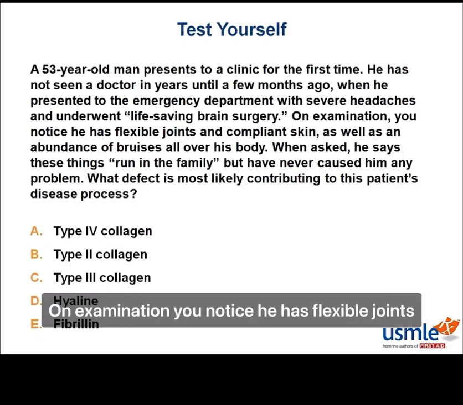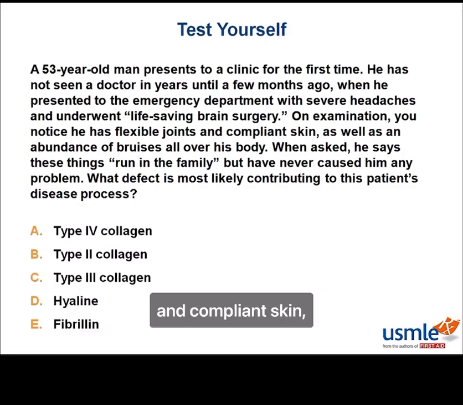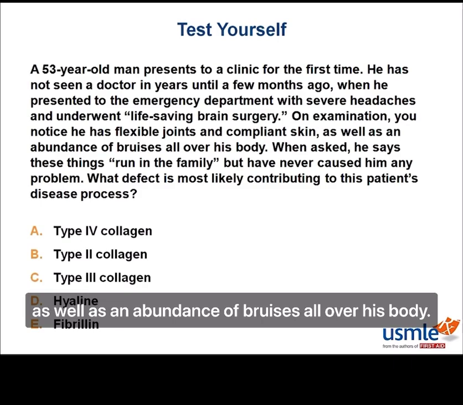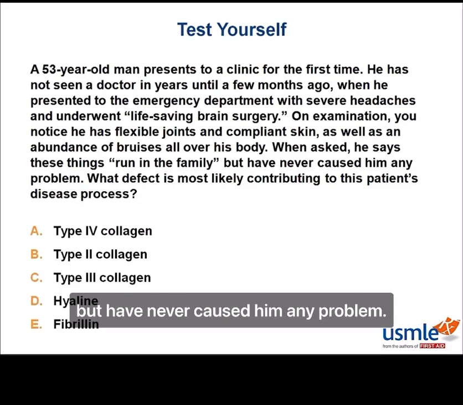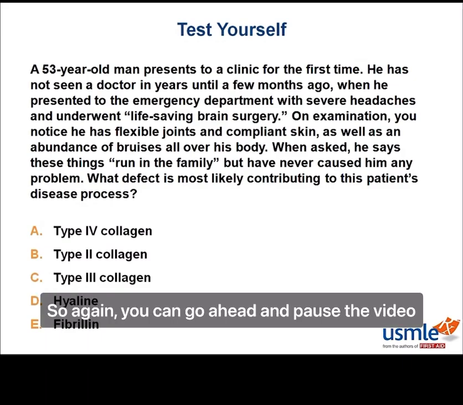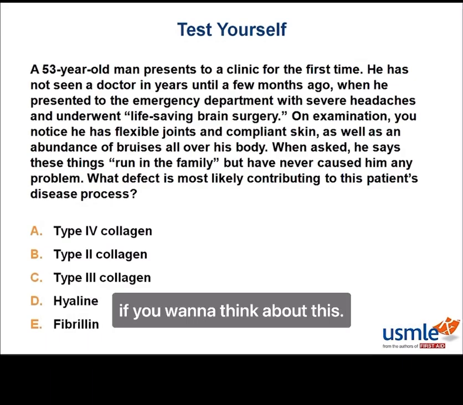On examination, you notice he has flexible joints and compliant skin, as well as an abundance of bruises all over his body. When asked, he says these things run in the family, but have never caused him any problem. What defect is most likely contributing to this patient's disease process? So again, you can go ahead and pause the video if you want to think about this.